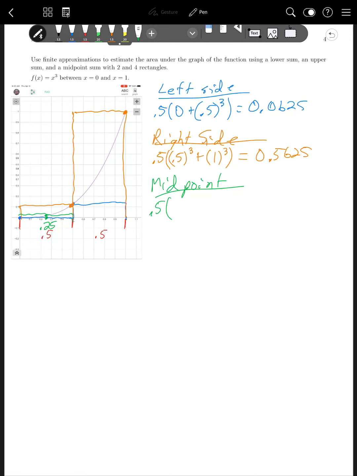So in this case, our left side would be our lower sum, and our right side would be our upper sum, right? Because our left side sum is smaller than our right side sum. And so we would expect the actual sum to be somewhere between those.